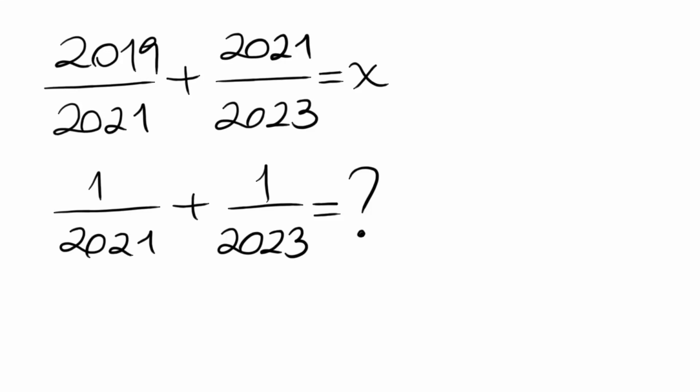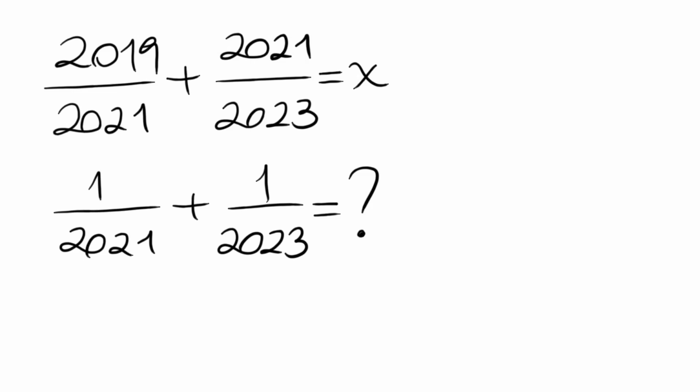We have 2019 divided by 2021 plus 2021 divided by 2023 is equal to x. Then we want to find 1 over 2021 plus 1 over 2023 in terms of x actually.